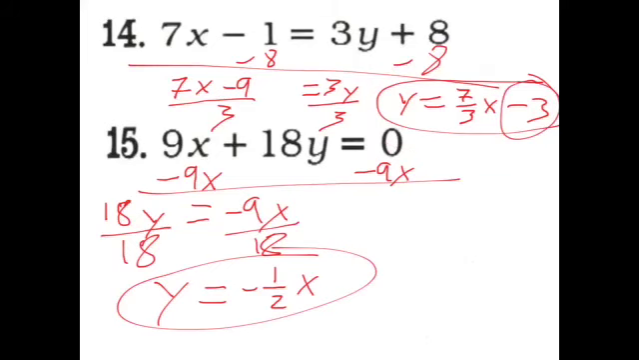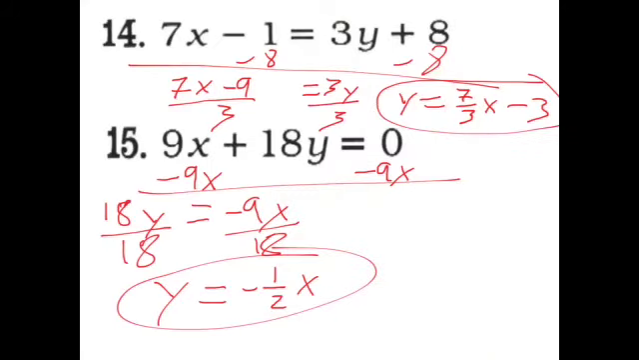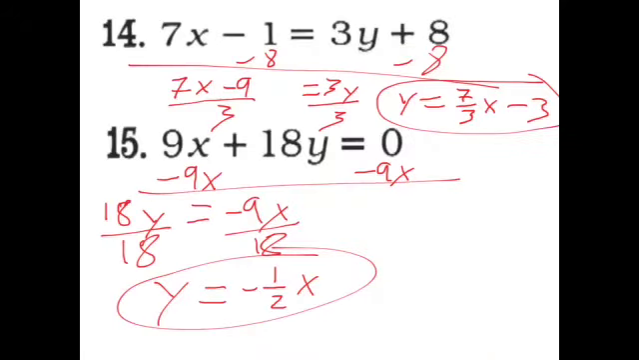The number not with x is negative 3. So I'm going to go to negative 3, and I can just write on my y-axis and put a point there. It has a slope of 7/3, so if I go up 7 and then right 3, that'll give me my new point. So going up 7, right 3, it's right there at that intersection. So now I got my other point. I can draw my line, and it'll look beautiful just like that. So that one's 14.